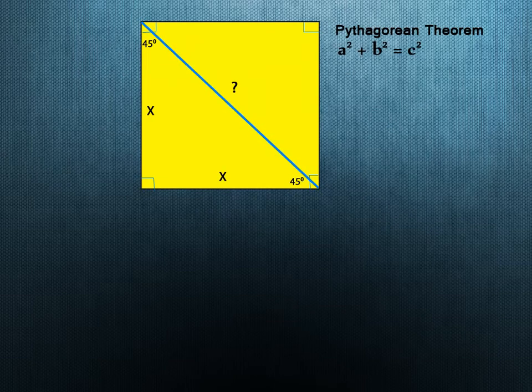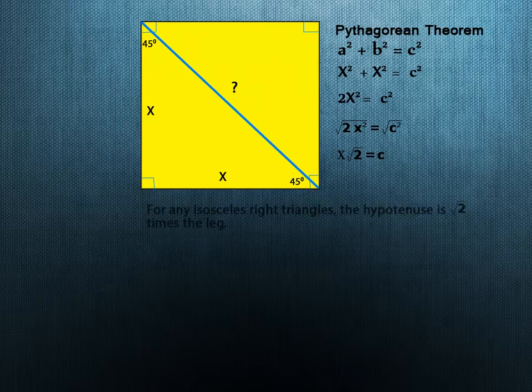Now let's try to show a general rule in solving for the hypotenuse of any 45-45-90-degree triangle. Let's use x as our legs, and using the Pythagorean theorem, we will have x squared plus x squared equals c squared. Adding these like terms, we will have 2x squared equals c squared, and taking the square root of both sides will lead us to our hypotenuse when legs are x as x times square root of 2. So, we have generalized that for any special isosceles right triangle, the hypotenuse is the square root of 2 times the leg.